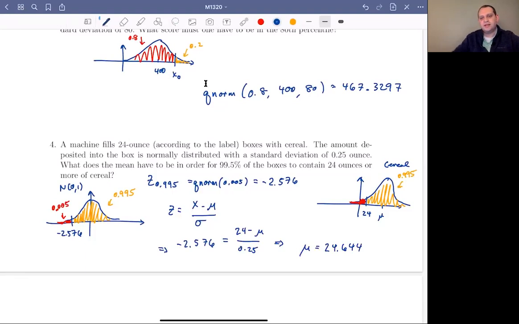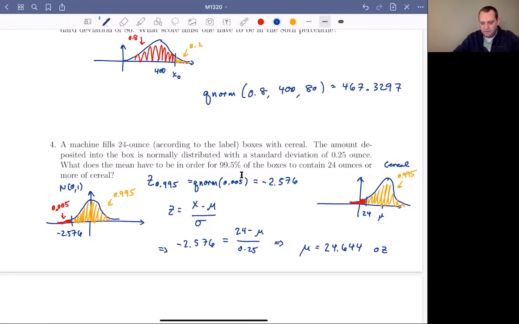So it turns out that that's how you have to calibrate the machine, so that the mean is 24.644 ounces if you want 99.5% of the boxes to have at least 24 ounces or more of the cereal. So that tells you how you have to calibrate the machine to do that.